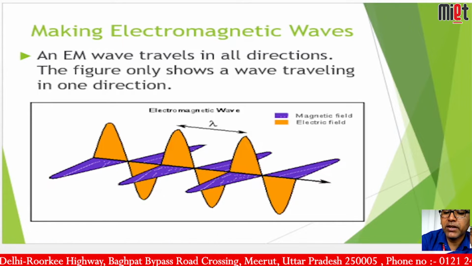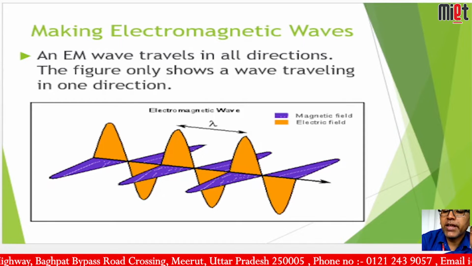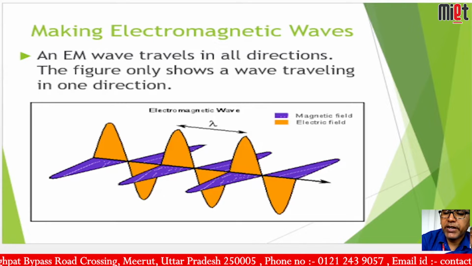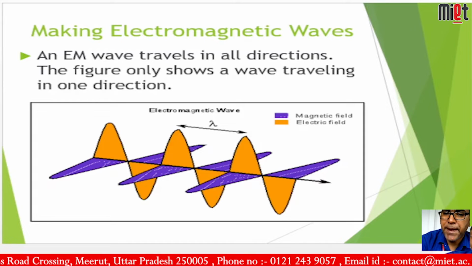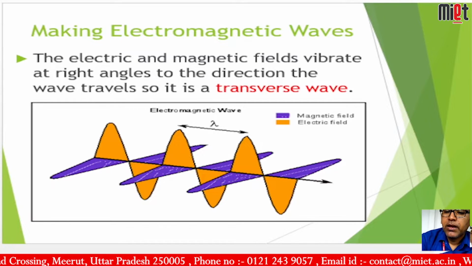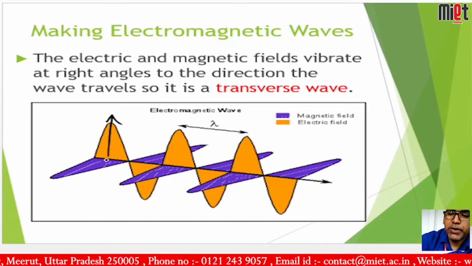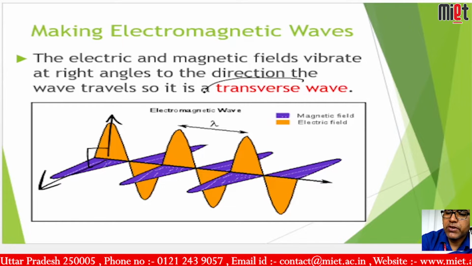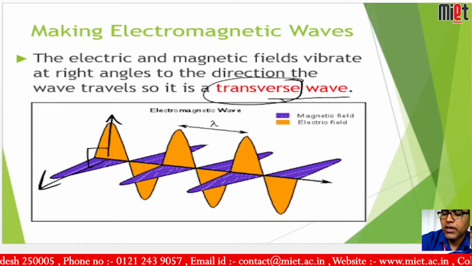It does not mean that electric and magnetic field will give rise to propagation of electromagnetic wave in a single direction. Electromagnetic wave can propagate in all directions, but wherever it propagates, the electric field and magnetic field will be perpendicular to the direction of propagation as well as perpendicular to each other. Since electric field and magnetic field are perpendicular to each other, electric field is in this direction, magnetic field is in this direction, the angle between these two waves is 90 degrees, so it is called a transverse wave. Transverse wave means electric field component and magnetic field component will be perpendicular to each other.